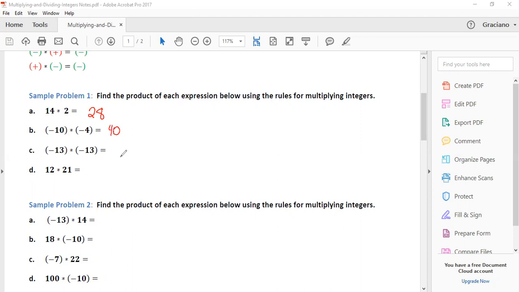Okay. Same thing here with letter C. I have two negative numbers being multiplied together, so my answer is going to be positive. So I have 13 times 13, right? And that is going to give me 3 times 3, which is 9, 3 times 1, which is 3. Then I have 1 times 3, which is 3, and 1 times 1, which is 1. When I add that together, I'm going to get 169.